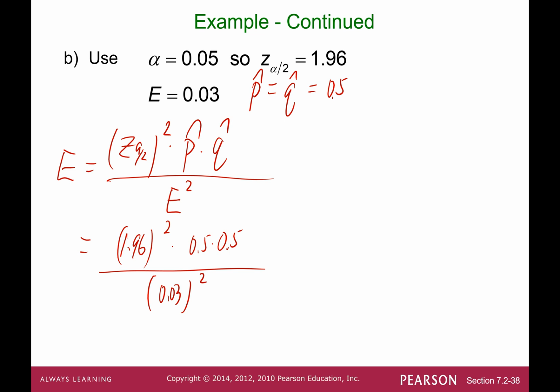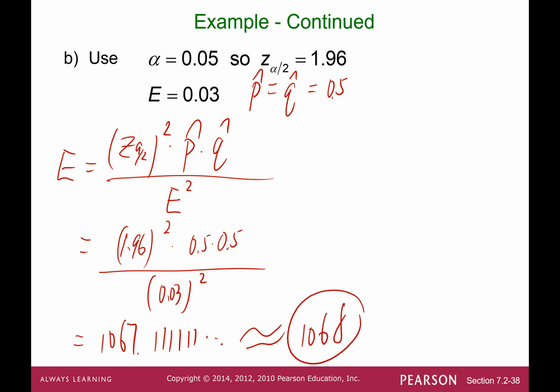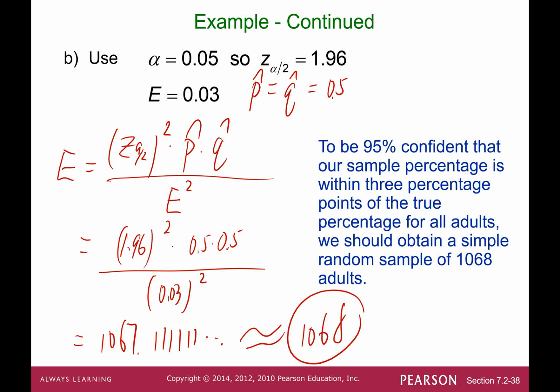And this turned out to be 1,067.111111. Again, we have to round up to the next whole number, which is 1,068. So to be 95% confident that the sample percentage is within 3 percentage points of the true population proportion of all adults, we should obtain a simple random sample of 1,068.